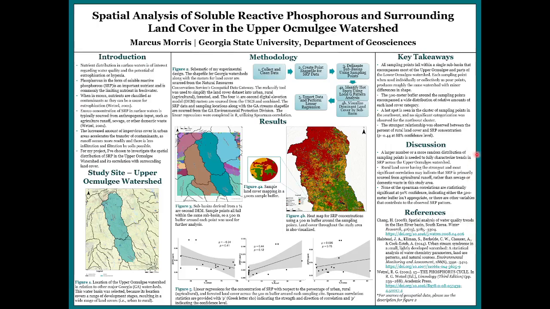Hello, my name is Marcus, and for my project, I conducted a spatial analysis on soluble reactive phosphorus, or SRP, and the surrounding land cover in the Upper Ocmulgee watershed. So here's a quick look at my poster, but for the purpose of this presentation, I've divided the poster up into slides just for the ease of readability.